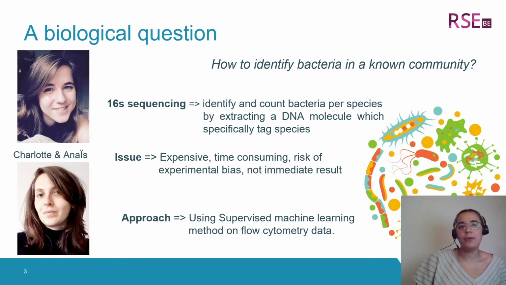So to do that, they use flow cytometry to count the cells and 16S sequencing to have the ratio per species. 16S sequencing is a method which consists of extracting a specific DNA molecule, which works like a barcode for a specific species. This method is the most used in biology, but it has its drawbacks. 16S is expensive, time-consuming, and because it needs further experimental steps, it increases the risk of error. Anaïs and Charlotte can also wait weeks before having their results.